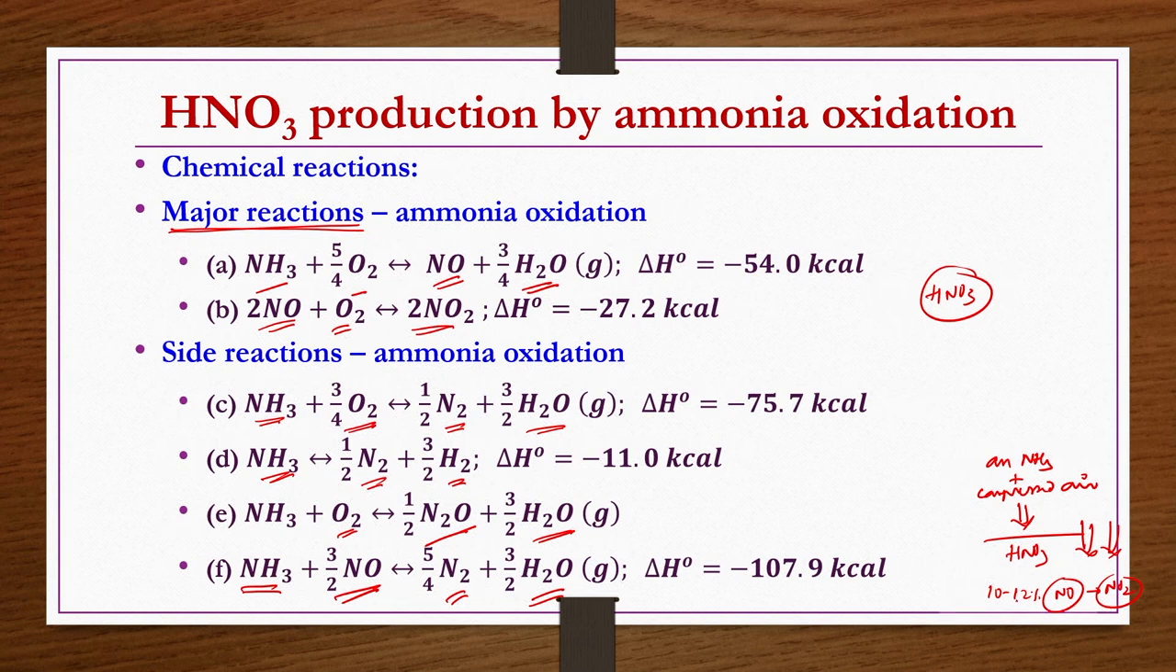But when these reactions occur between ammonia and compressed air, you get a gaseous mixture where only 10 to 12% is NO, and the remainder may be many other things like nitrogen, hydrogen and water vapors. All these side reactions are detrimental to the process. They have to be kept as minimal as possible. You cannot avoid them completely, but you have to do the design and maintain the operating conditions in such a way that they are minimal.